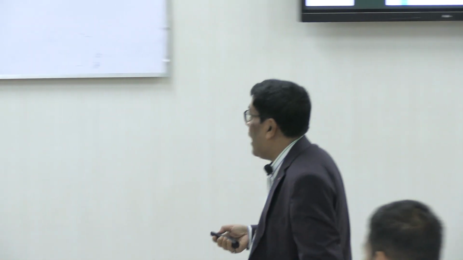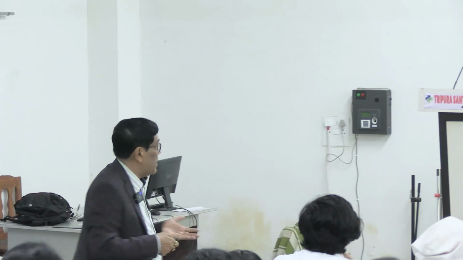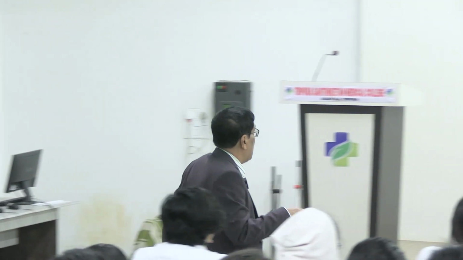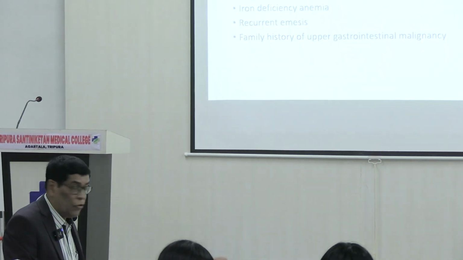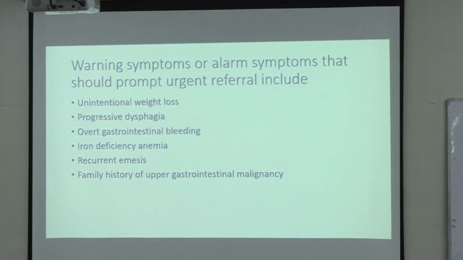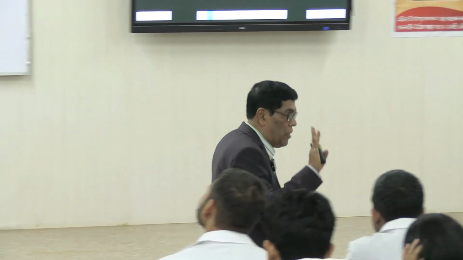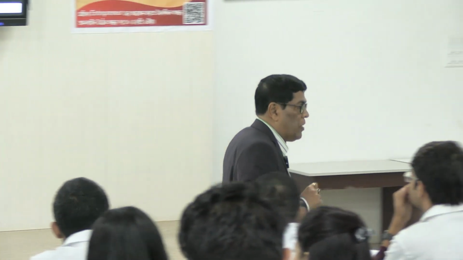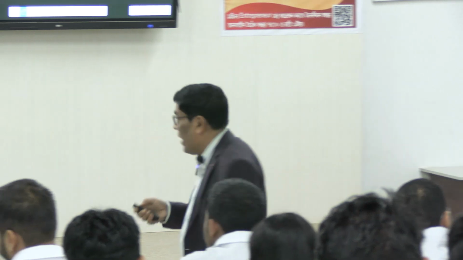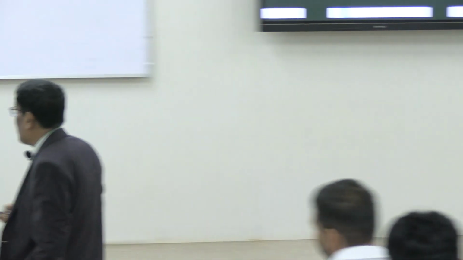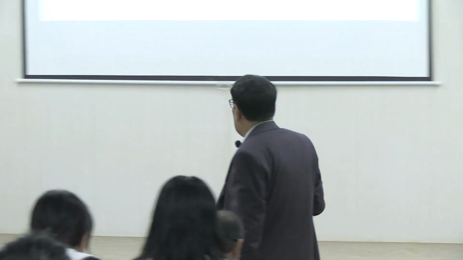So, warning signs. What are the warning signs? The patient should be taken very seriously when there is unintentional weight loss, progressive dysphagia, overt gastrointestinal bleeding, hematemesis, iron deficiency anemia. Some of the patients may not have any complaint. On routine investigation you just see iron deficiency anemia. Anemia is there, and you need to find out the iron deficiency anemia. What will be the microscopic picture of iron deficiency anemia? It is microcytic and hypochromic. We have taken a class on iron deficiency anemia. So you have to think that the patient is suffering from peptic ulcer disease. Recurrent emesis.